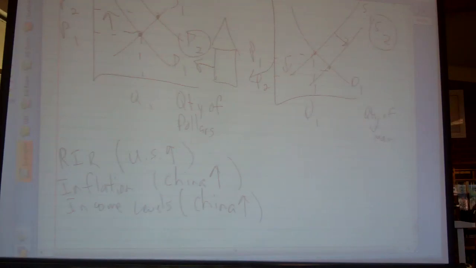Now, if you want the opposite, then that has to be the opposite. I'm not going to redraw everything, all right? But if you wanted instead for money to flow from the U.S. to China, you need all the opposites of these things, right? You need real interest rates to go up faster in China. You would need inflation to go up faster in the U.S. You would need income levels to go up faster in the U.S. And then all the reverse happens, okay?